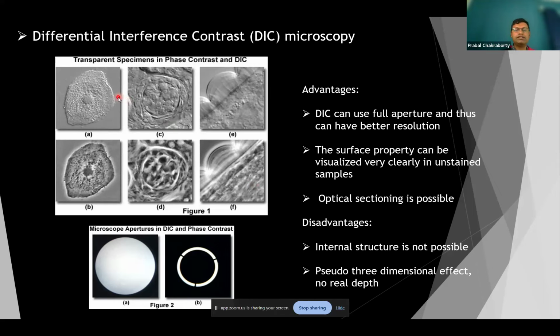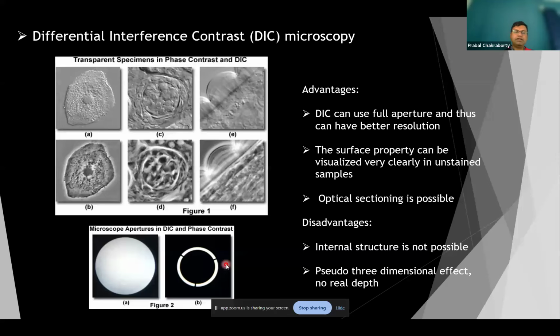So on the upper part, you can see this is a DIC image, and it has a pseudo 3D effect, which is the advantage of the DIC image. And since we use the full illumination or full aperture of the light, the DIC image has better resolution compared to phase contrast. On the left side, if we see the back aperture plane of the objective, this is filling up the whole back aperture of the objective. As a result, this will give you better resolution compared to the right side, which is for the phase contrast.